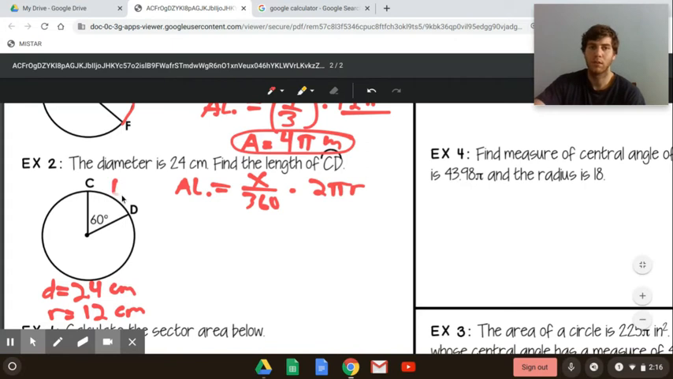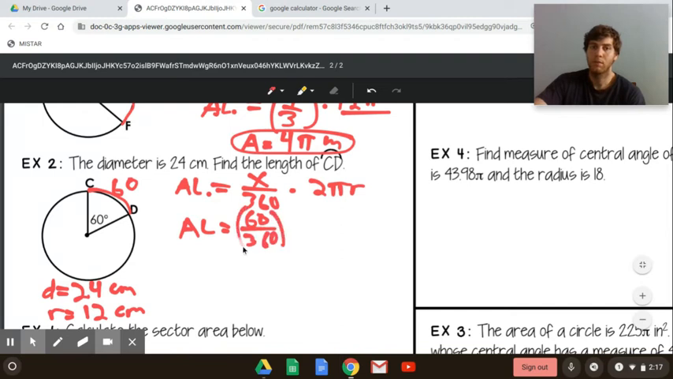The measure of arc CD here is 60 degrees. Again, the arc measure is different than the length that we're trying to find. The measure is the portion out of 360. The length is the actual distance. So arc length equals, we're dealing with 60 degrees out of 360, so that's 1/6 of the circle.